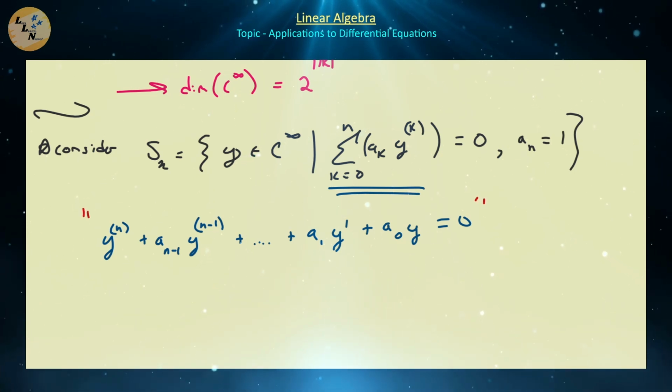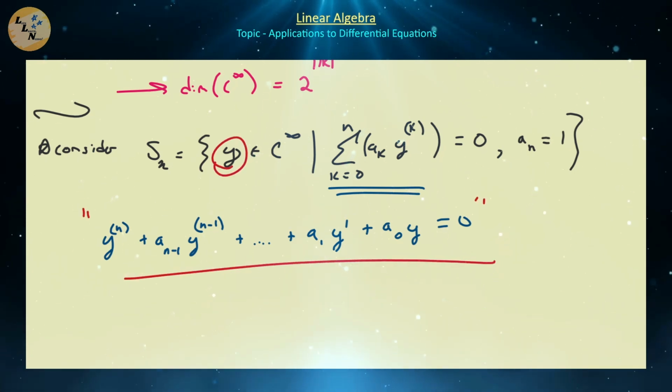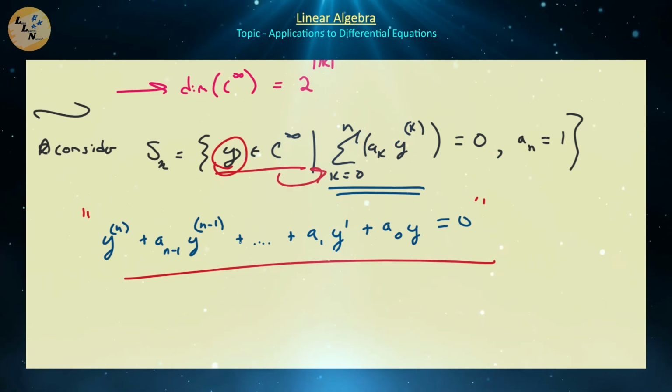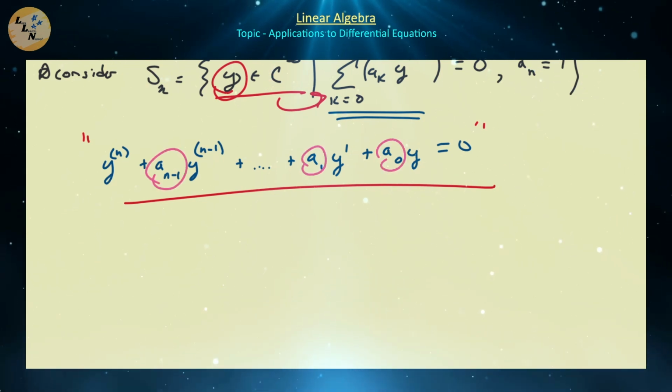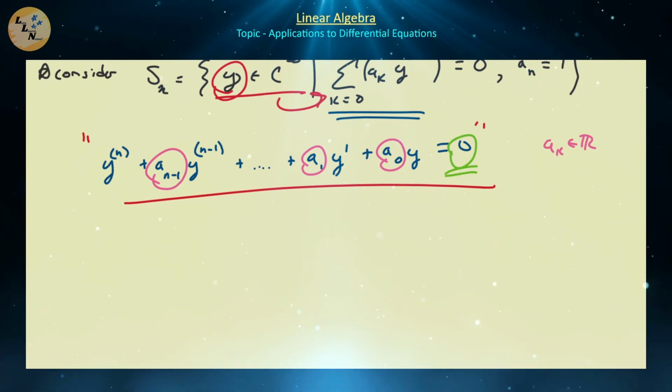So we're going to be considering the set of all functions y in C infinity that are solutions to this differential equation. And this differential equation is very special. In particular, these numbers here are all going to be constants. So here a_k belongs to the set of real numbers, or the complex numbers, that's okay. And notice that the right-hand side is equal to 0, so we don't have equals 5, equals sine x, or equals anything like that.